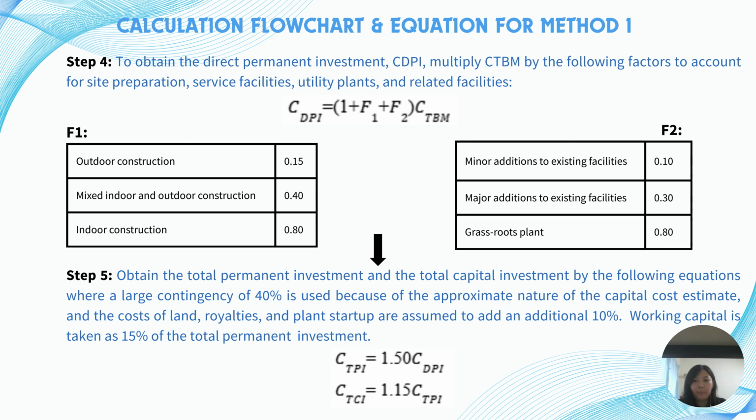And then obtain the total permanent investment and the total capital investment by the following equations, where a large contingency of 40% is used because of the approximate nature of the capital cost estimate, and the cost of land, royalties, and plant startup are assumed to add an additional 10%. Working capital is taken as 50% of the total permanent investment.